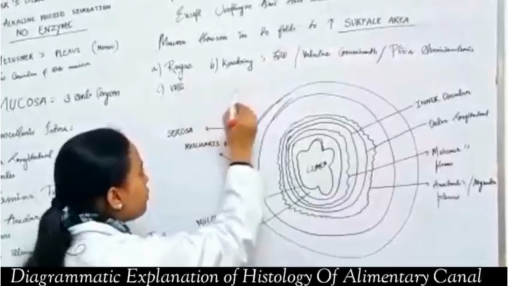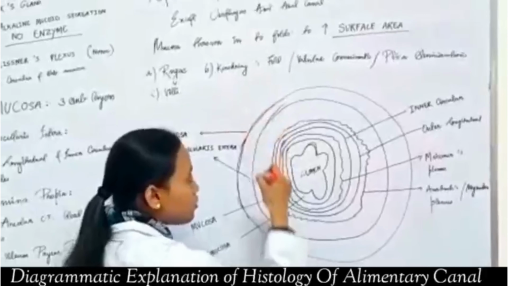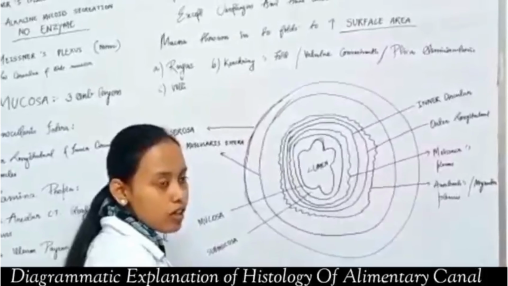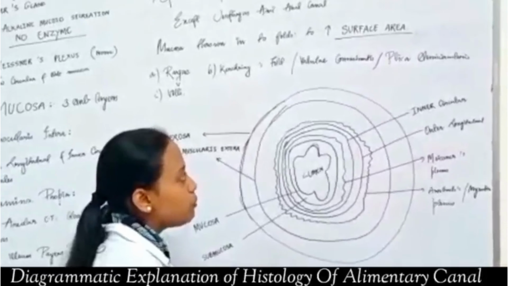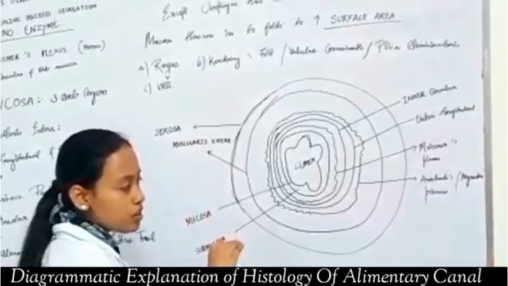first is the duodenum, which has Kerckring's folds, also called plicae circulares, plica semicircularis, and villi. All of this increases the surface area.